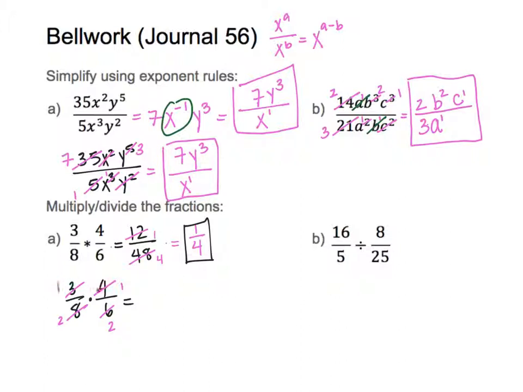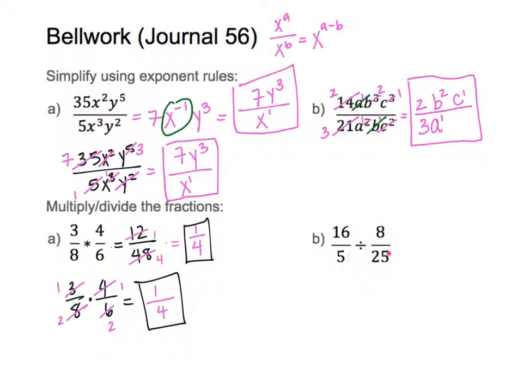So when I multiply this straight across, 1 times 1 gives me 1. 2 times 2 gives me 4. So this is really 1 over 4, and that's the exact same answer that I got previously.